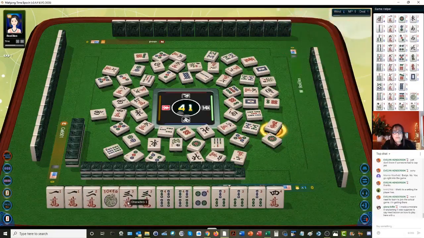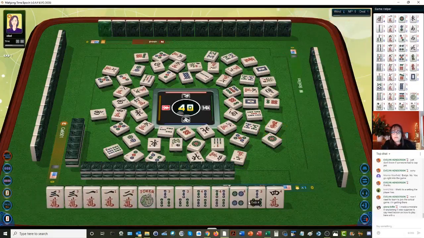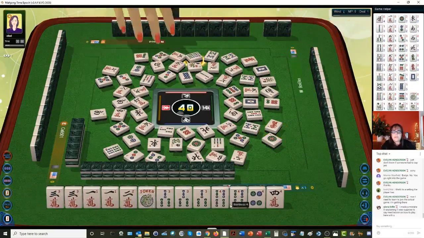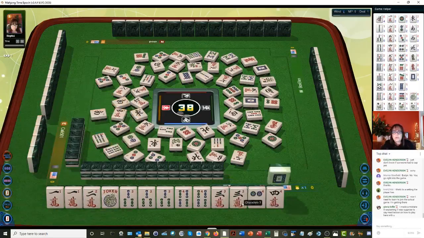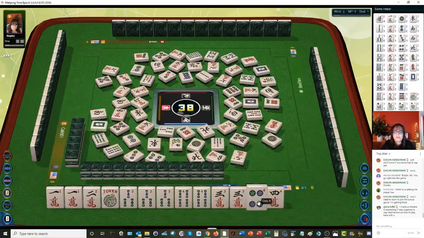One, two, three, four. Second hand down might be a safer bet, because then we could use the six bamboos, pung of threes. And we could use the three cracks maybe as joker bait, which is where you hold pairs that you don't need. White dragon, and discard them right about now.